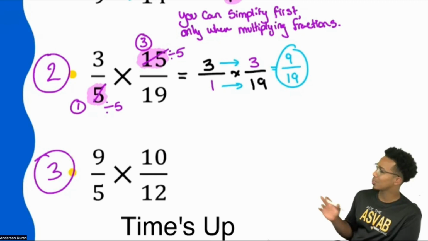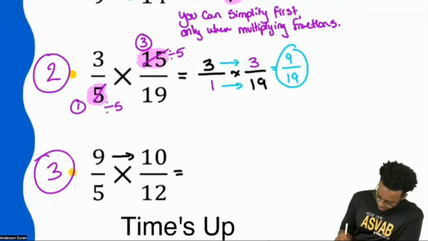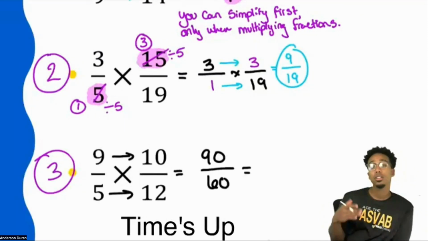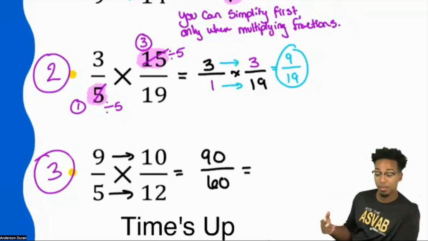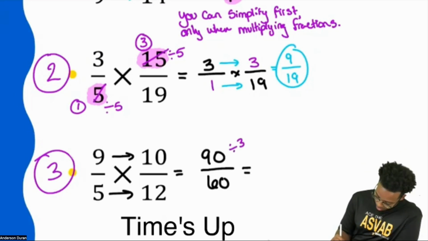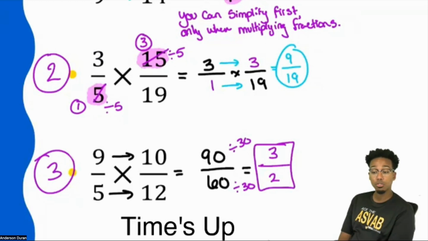So with this one here, if we were to do this straight up, this would end up being 90 over 60. And then if you were able to see that very quickly, you would be able to see that you can divide both the top and the bottom by 30. And that would end up being 3 over 2. And so you could get this one fairly quickly if you straight up multiply across.